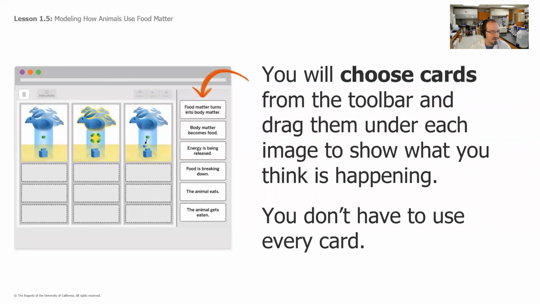So to do that, we're going to choose cards from the toolbar over here and drag them under each image to show what we think is happening in that image. We don't have to use every card, and you can use the same card more than once if it makes sense to. You can also select the instructions button at the top left of the screen to see the instructions at any time. If you make a mistake, there are also undo and reset buttons up at the top right there.